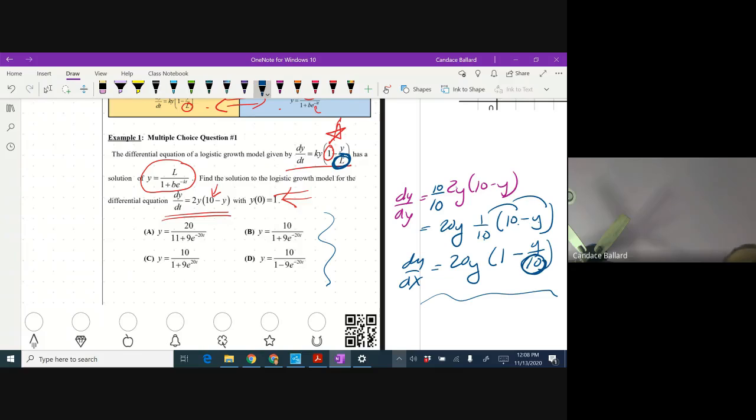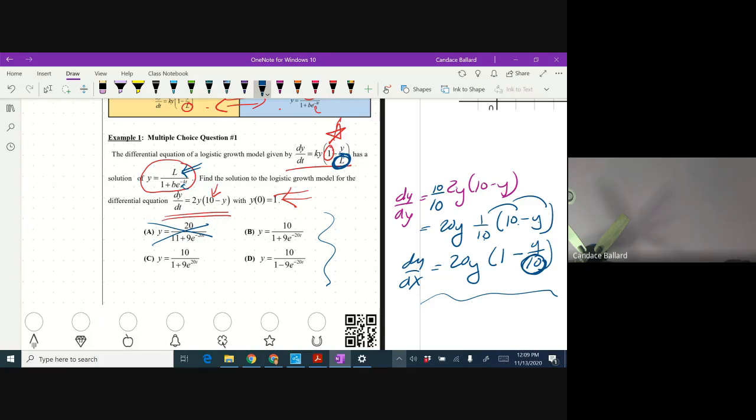Notice, but then in the integrated version of the equation, the L is supposed to be in the numerator. So do you see how A, B, C, and D all have a 10 in the numerator and this one does not? So that one gets eliminated based on that, okay? We can also look at the K value. The K value is supposed to be negative when we put it into the formula because the formula has a negative in there. So the sign has to be opposite.